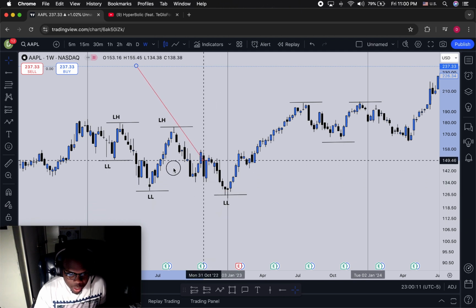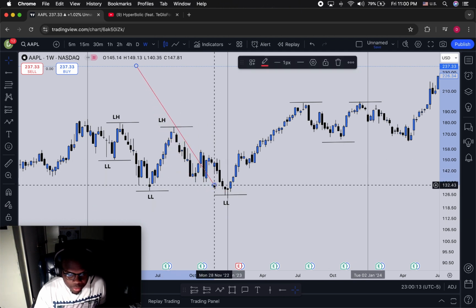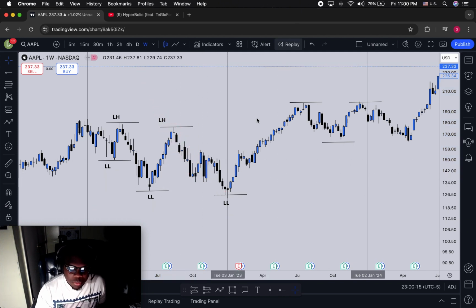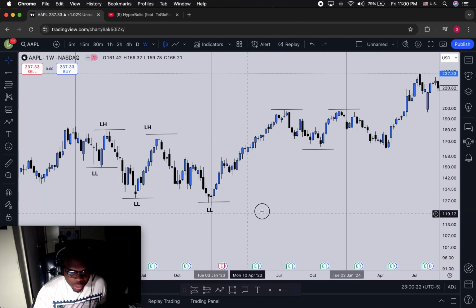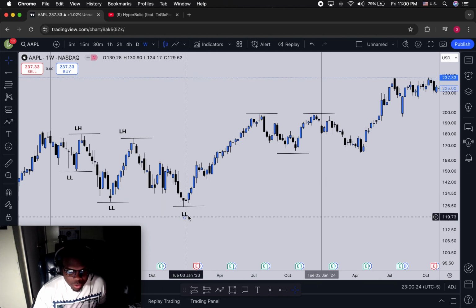Alright, so let's say we're moving in real time. I was going to hit the replay mode, but I'm getting too in depth with this, so I'm going to leave it at that. That's just an example. Alright, so now we have a lower low.